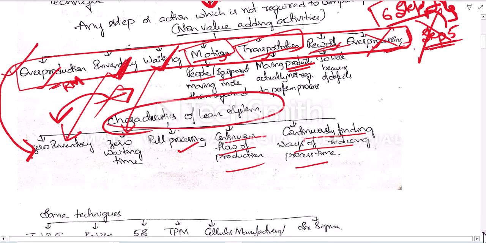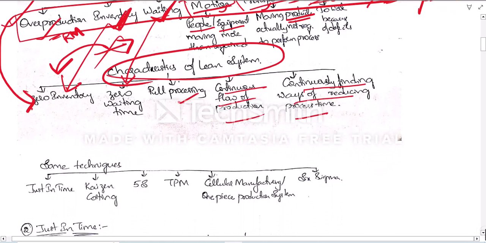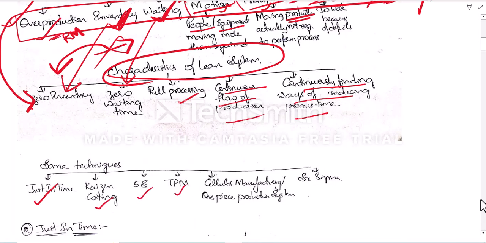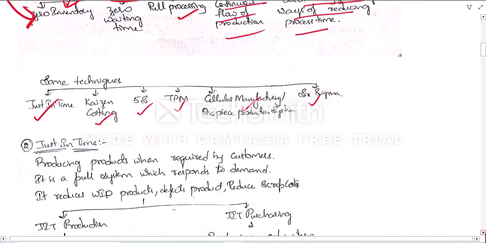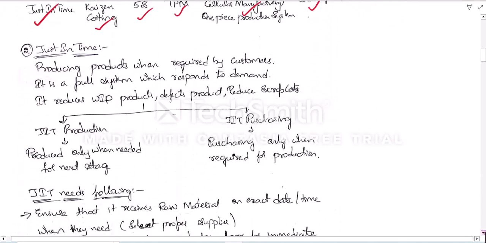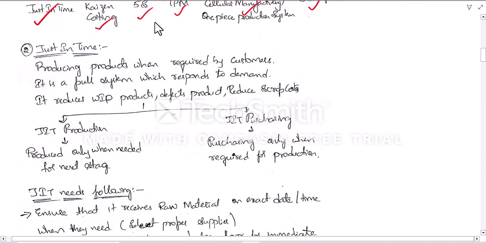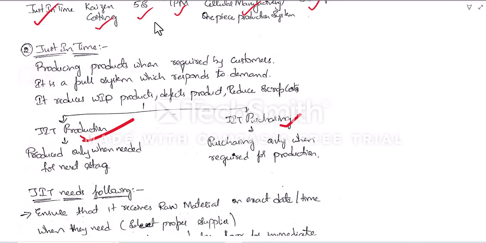So what should we do in order to reduce such waste? There are some techniques like just in time, which will reduce the inventory, kaizen costing, 5S, TPM, cellular manufacturing, and Six Sigma. All this will help us to reduce the waste. Coming to just in time, it is nothing but just being on time, in production and in purchasing. Means producing the goods only if it is required for the next stage or next customer, and purchasing the goods only if it is required for production.